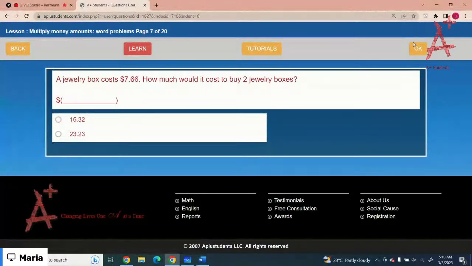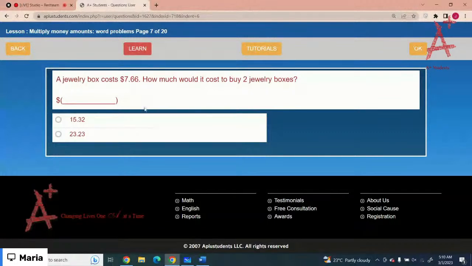A jewelry box costs $7.66. How much would it cost to buy 2 jewelry boxes? You have to calculate the value of 2 jewelry boxes, so you need to do 7.66 times 2. Got it? So which is the correct option? Very good. The correct option is 15.32. Got it?